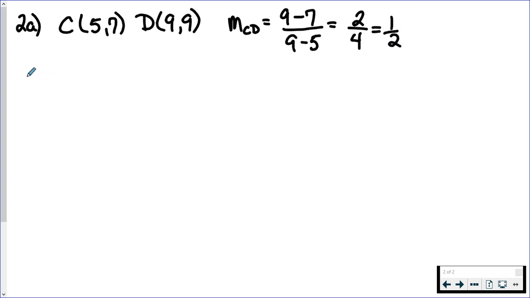All right, B: find the equation of the line which would complete the Voronoi diagram cell containing site C. Give your answer in the form ax plus by plus d is equal to 0, where a, b, and d are all integers. Okay, so we're going to need 2 things. We're going to need a point, and we're going to need slope.